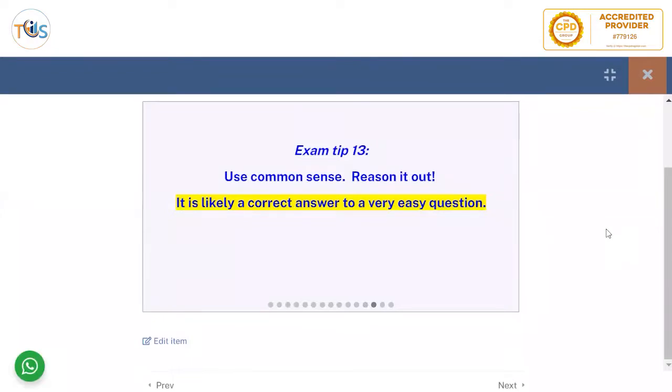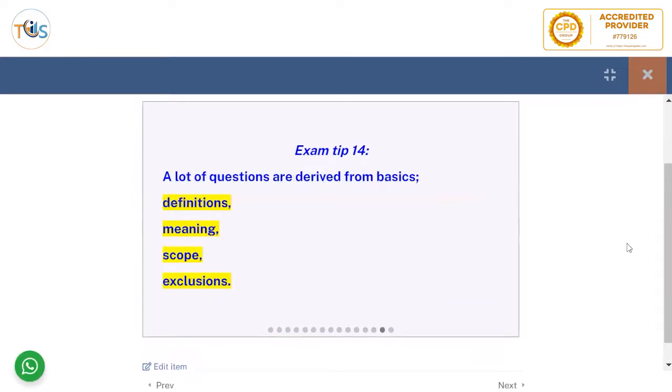Use common sense; reason it out. What is likely the correct answer to a very easy question? A lot of questions are derived from basics, such as definitions, meaning, scope, inclusions, and exclusions.